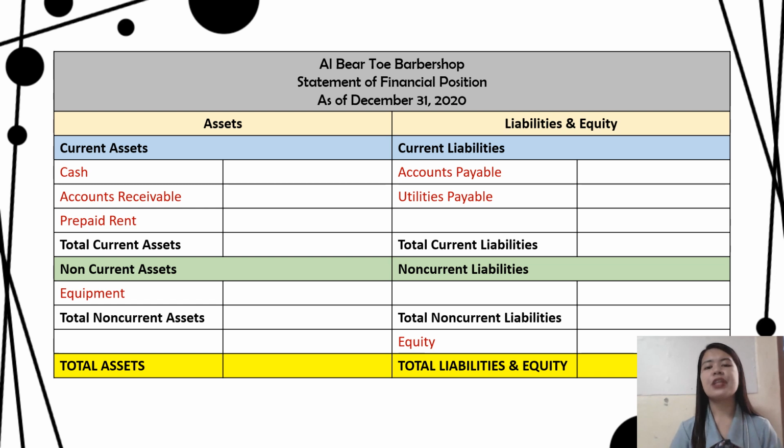And then, for the current liabilities, we have the accounts payable and the utilities payable. For the non-current liabilities, there are no transactions for that, so we have to leave it as it is. Ano po? So, walang nakalagay. Then, we have the equity. So, 7 transactions. Meron tayong 7 na accounts: cash, accounts receivable, prepaid rent, equipment, accounts payable, utilities payable, and the equity.